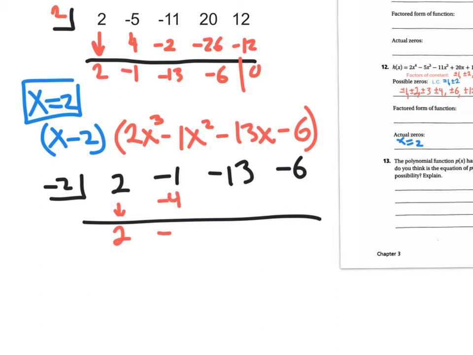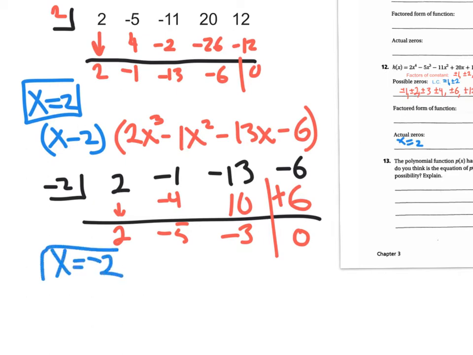Then negative 4 and 1 is negative 5. And then the negative 2 times negative 5, that's going to give me a positive 10. And negative 13 and positive 10 is negative 3. And last but not least, negative 2 times negative 3, it does give me a positive 6. So I'm super excited if you can't tell. Why? Because the output is 0. It does work. That means that x also equals negative 2, ladies and gentlemen.